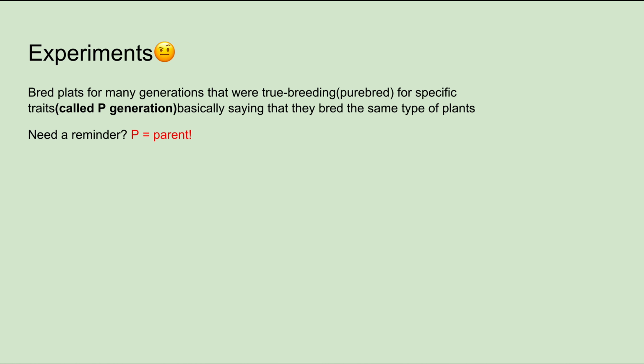So, his experiments. He bred plants for many generations that were true breeding, or called purebred, for specific traits. This is called the P generation. Now, that was a mouthful. So it's basically saying that they bred the same type of plant. Like, if the offspring was a tall plant, the only way they got that tall plant is by breeding two tall plants. This is the first step in the experiments, the first generation.